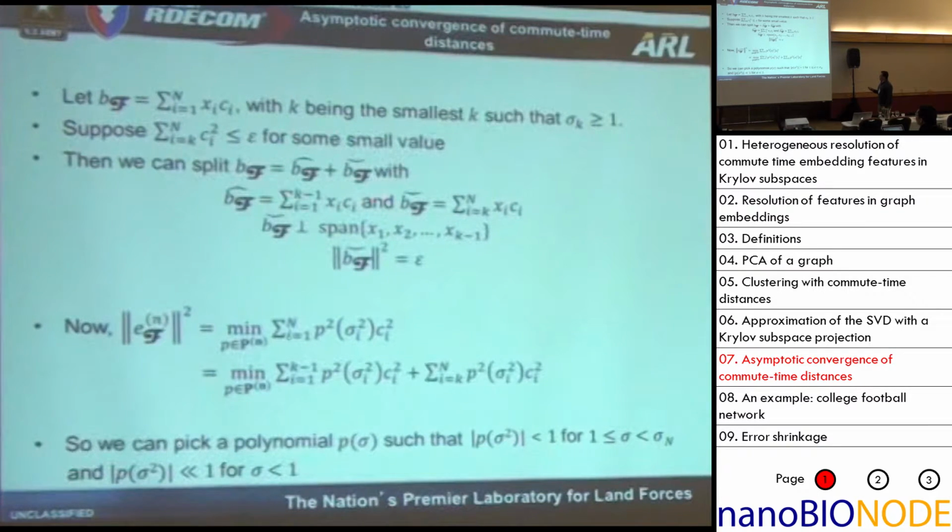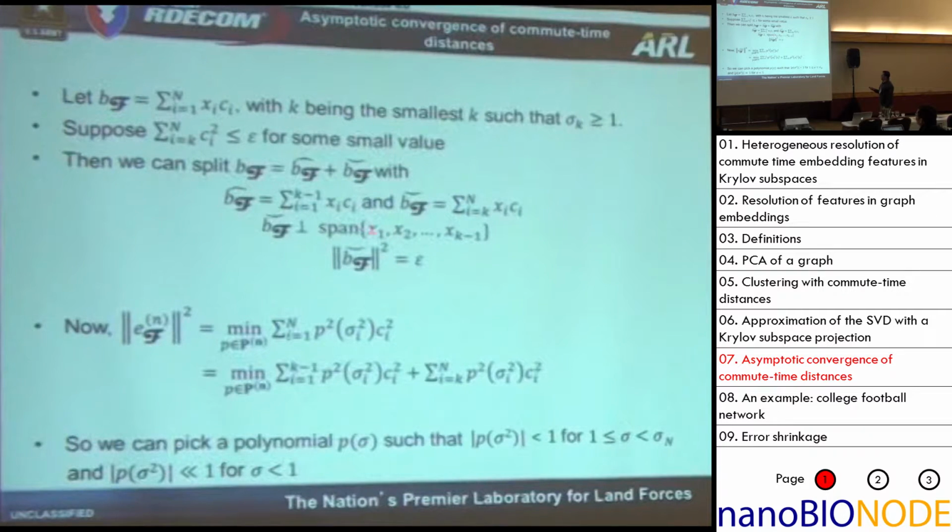And so we split our right-hand side b_F into two pieces: a non-trivial part, and that's low rank, and a trivial part, which is the complement. And since the trivial part has all of these trivial coefficients, its norm is epsilon.